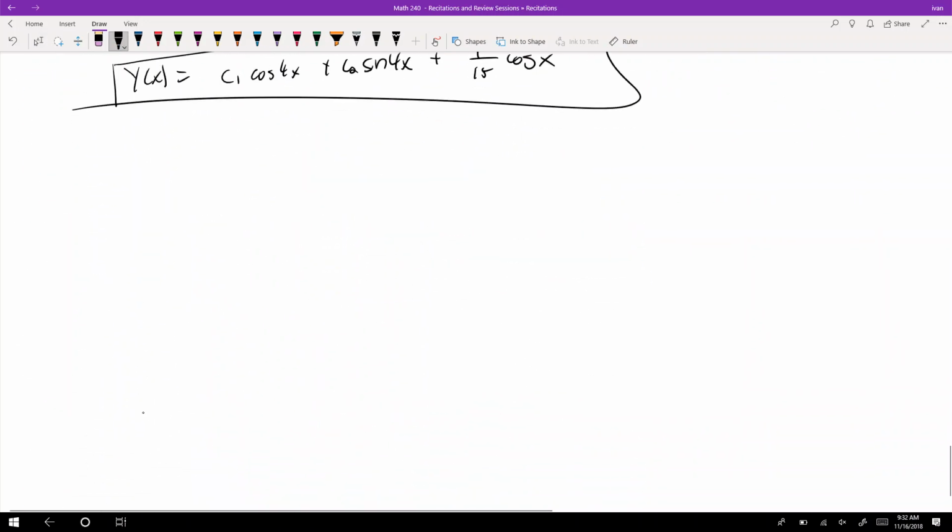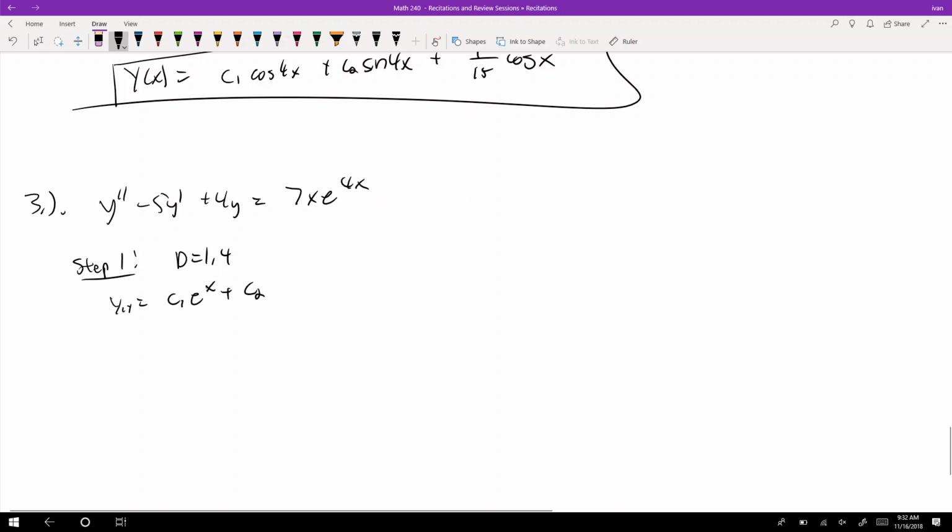All right, we have this differential equation, y double prime minus 5y prime plus 4y is equal to 7x e to the 4x. Okay, step 1 is the homogeneous. I'm not even going to do this anymore. I'm just going to tell you d is equal to 1 and 4. And so we'll get yh is equal to c1 e to the x plus c2 e to the 4x. So Jaden, here's one of those examples.